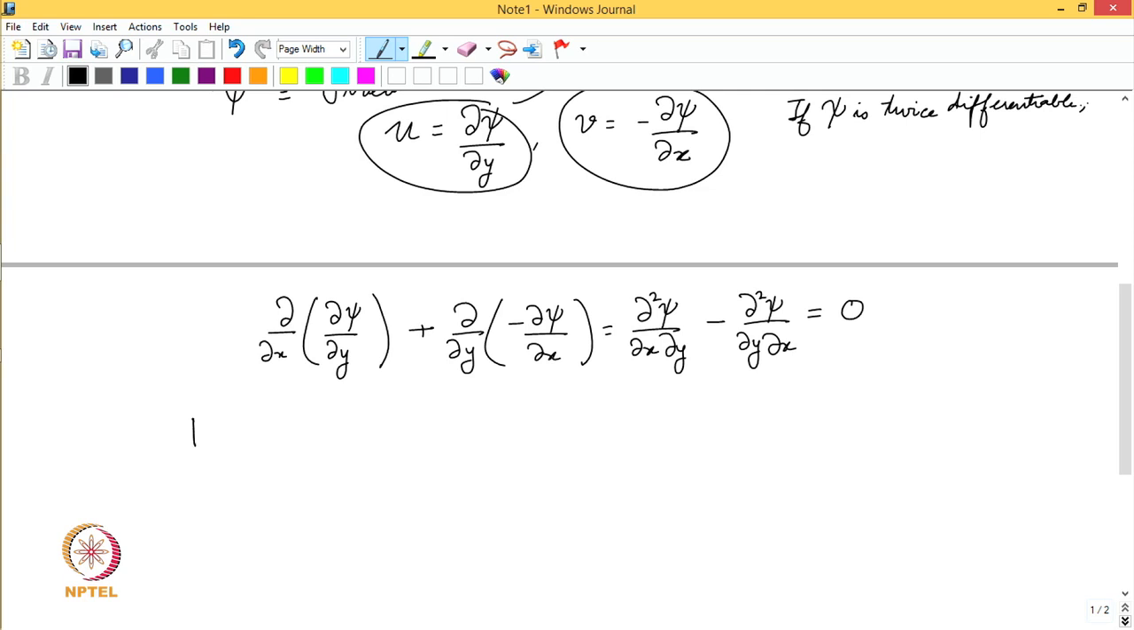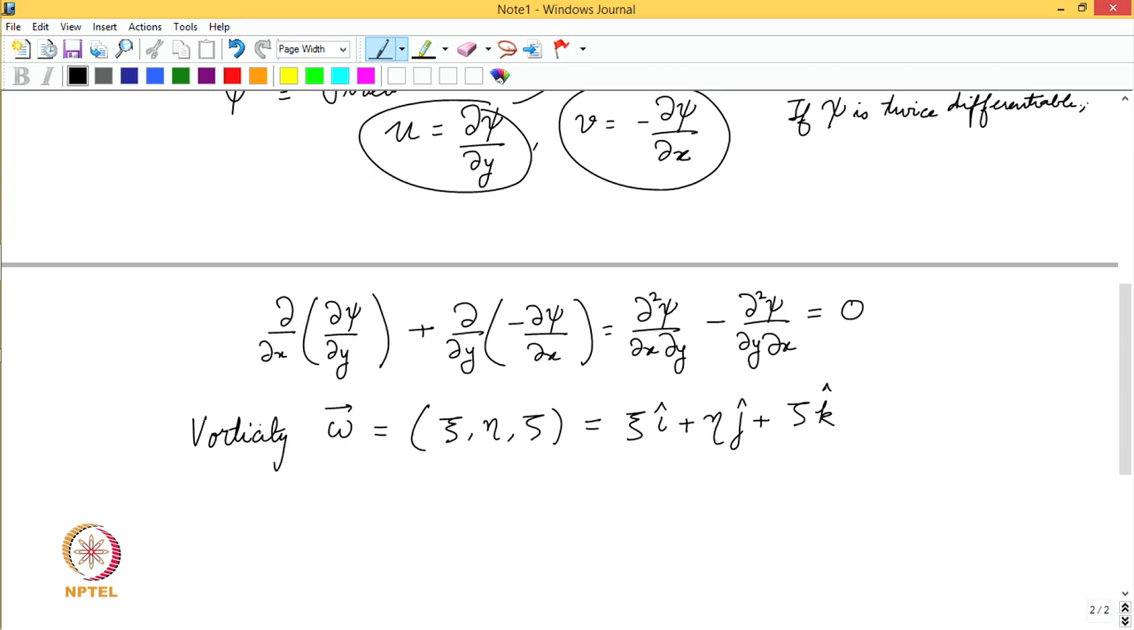Now, recall the vorticity, which I denoted by the symbol omega vector, which would have three components. Let us say the three components are xi, eta and zeta, which I could write as xi i cap plus eta j cap plus zeta k cap. Now, we consider the only non-zero component of this vorticity vector in 2D flows.